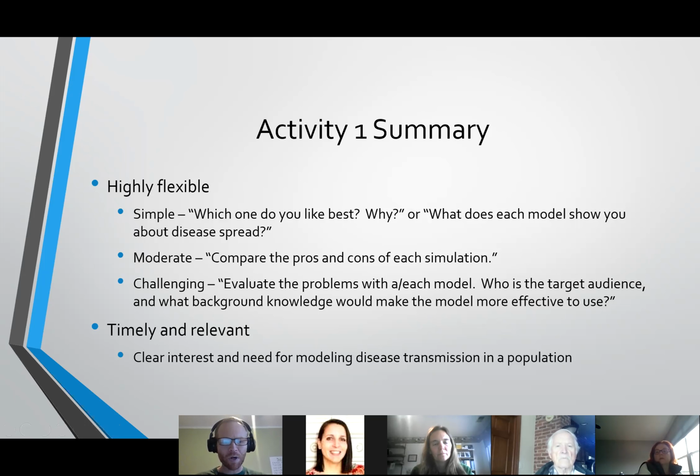So I just want to pause for a second. Does anybody have any quick thoughts or questions about the first activity before we pop over to the second one? It's pretty straightforward. I don't expect much.